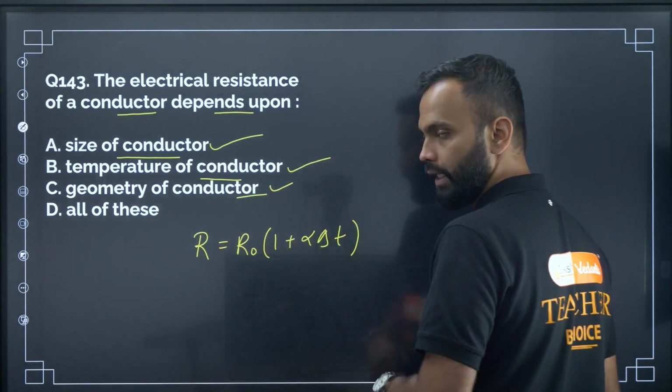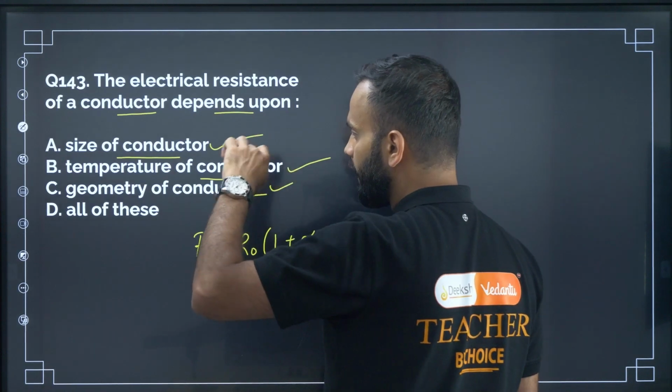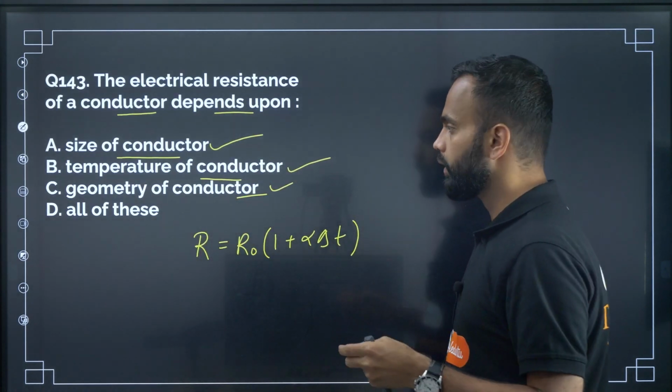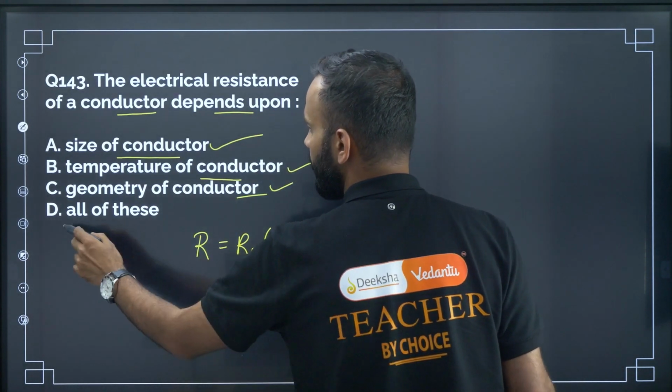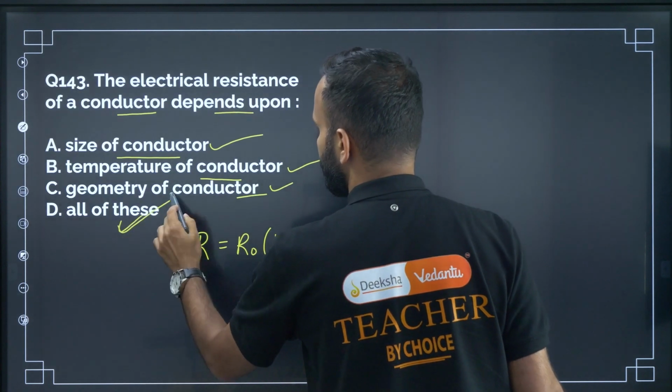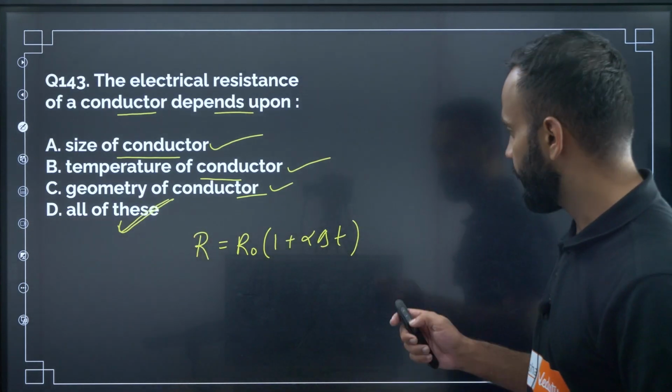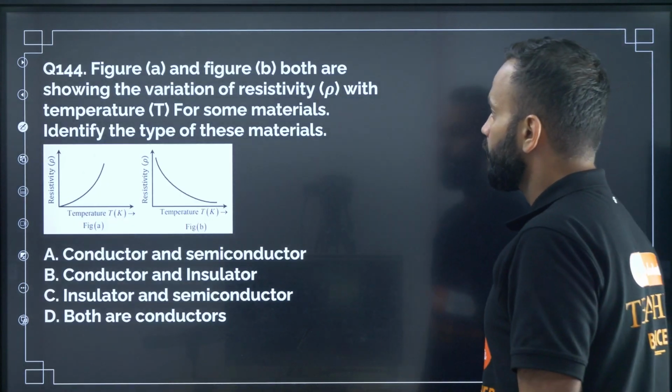Geometry of the conductor, correct, right? So it depends on the area of the conductor, right? Area of cross section of the conductor. So option C is also correct. Option D, all of the above, correct, right? So the correct option is D, all of the above. Next question, question number 144.